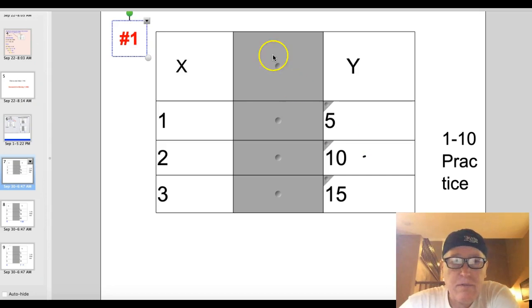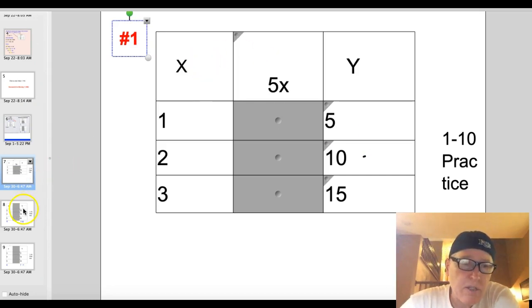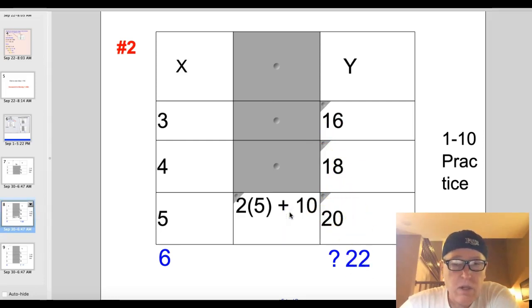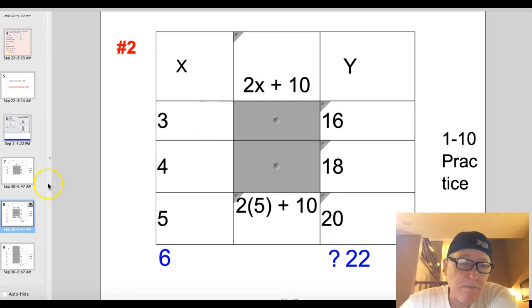We got ourselves 10. Good. There's your function: it's 5x. Next one. What number goes right down here next to this one here? We got 16, we got 18, we got 20, 22. It's 2 times 5, or sorry, it'd be 2 times 6 plus 10. The function is 2x plus 10.